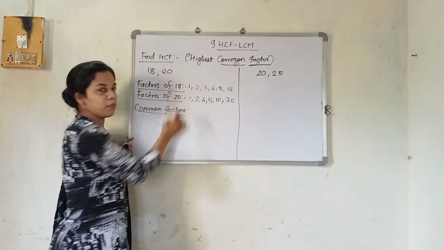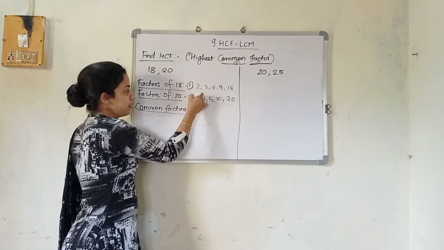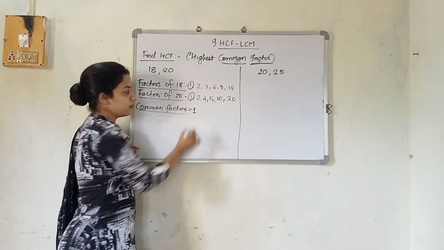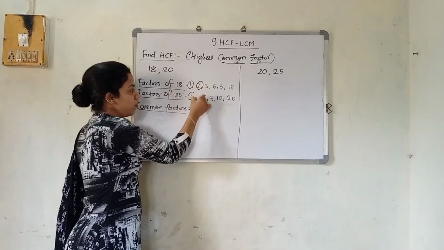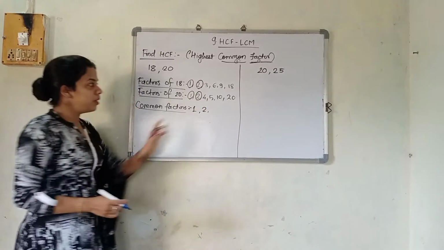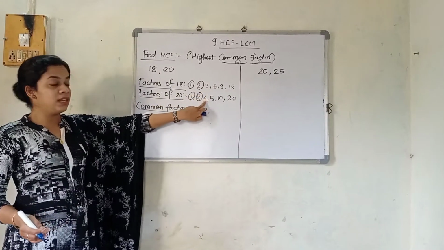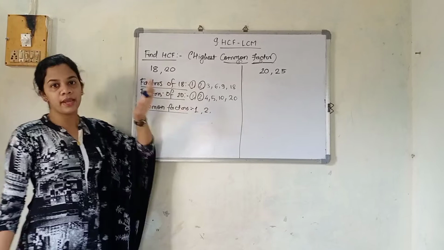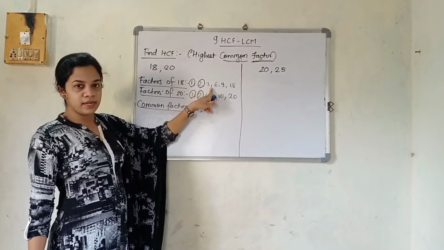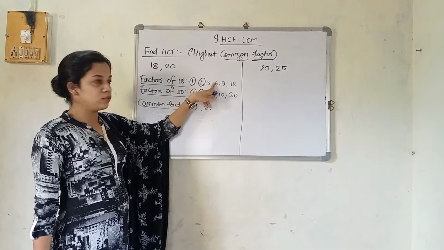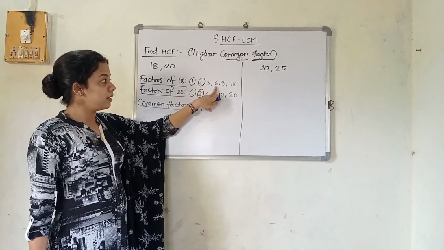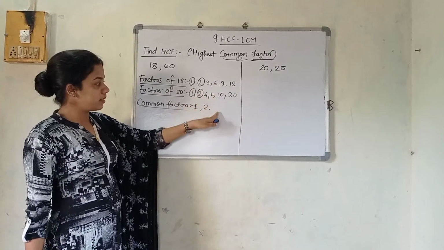Can you see 1 is common on both sides? So I will circle it and write 1 is common here. Okay. 2 is common on both sides, so I am going to write 2 also. 3 is present over here. Is 3 present over here? No. So 3 I cannot write. Is 4 present over here? No. 4 is present here. 5 is present here, 5 is not present here. 6 is present here, but 6 is not present here.